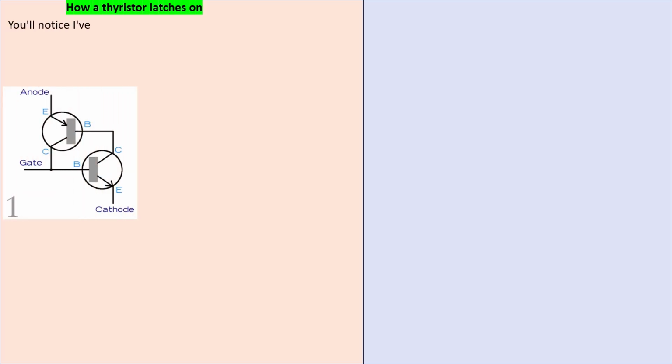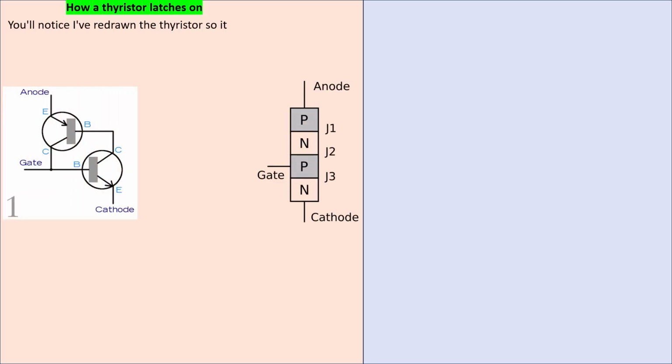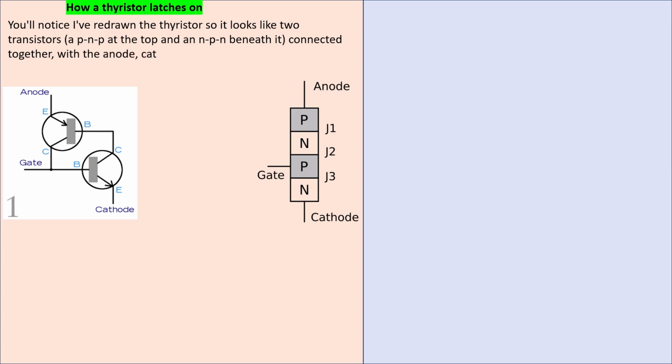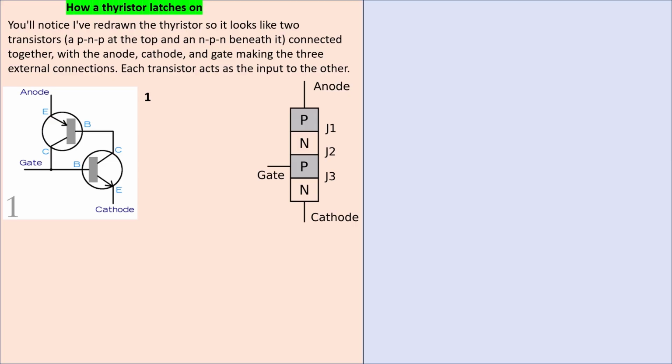How a thyristor latches on. You'll notice I've redrawn the thyristor so it looks like two transistors, a PNP at the top and an NPN beneath it, connected together with the anode, cathode and gate making three external connections. Each transistor acts as the input to the other. Number one, with no current flowing into the gate, the thyristor is switched off and no current flows between the anode and the cathode.